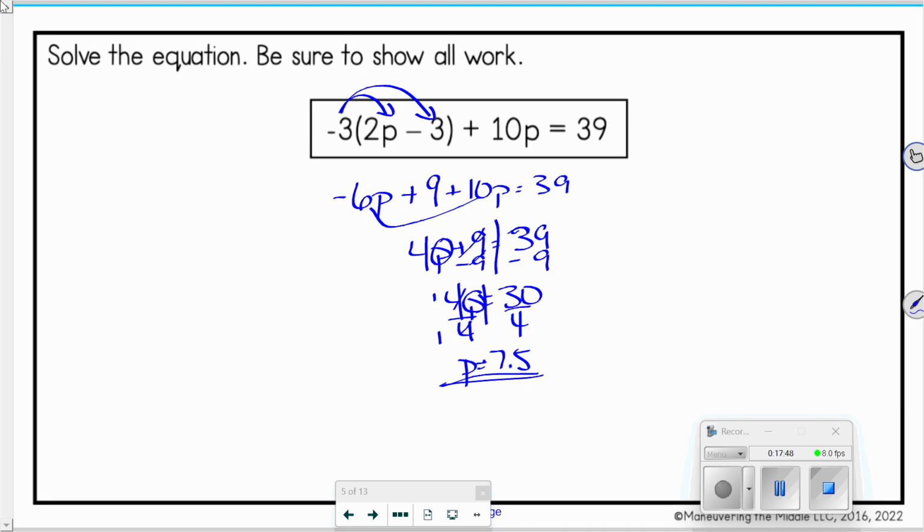So you do it again, that quick check. 7.5 doubled is 15. 15 minus 3 gives me 12. Times a negative 3 is a negative 36. 7 and 5 tenths times 10 gives me 75. 75 minus 36 equals 39. It works.